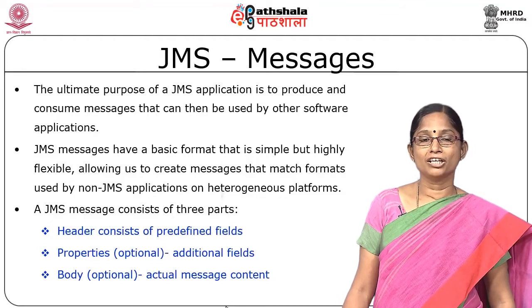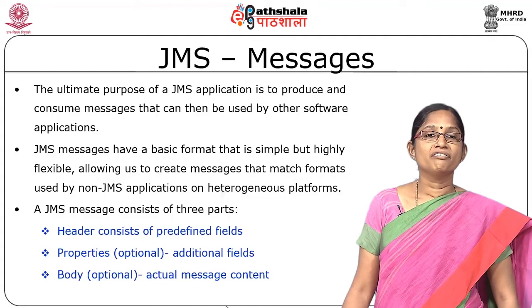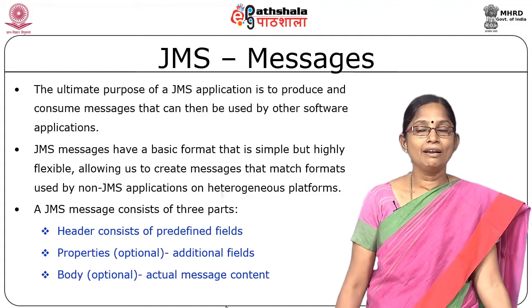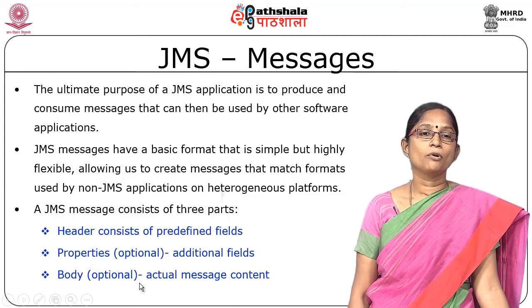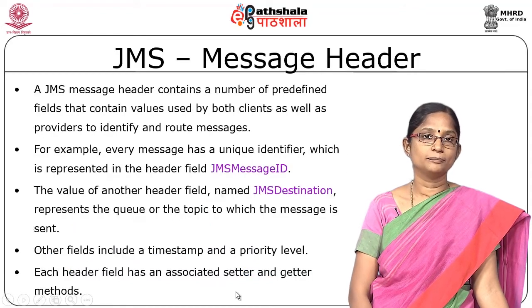Let us go through the significant parts of the messages. There are three significant parts in a JMS message. The first one is called the header. The header consists of predefined fields. The second one is called properties. A property is an optional one, and consists of additional fields. Apart from that, the body of the message will be there. The body of the message represents the actual message content.